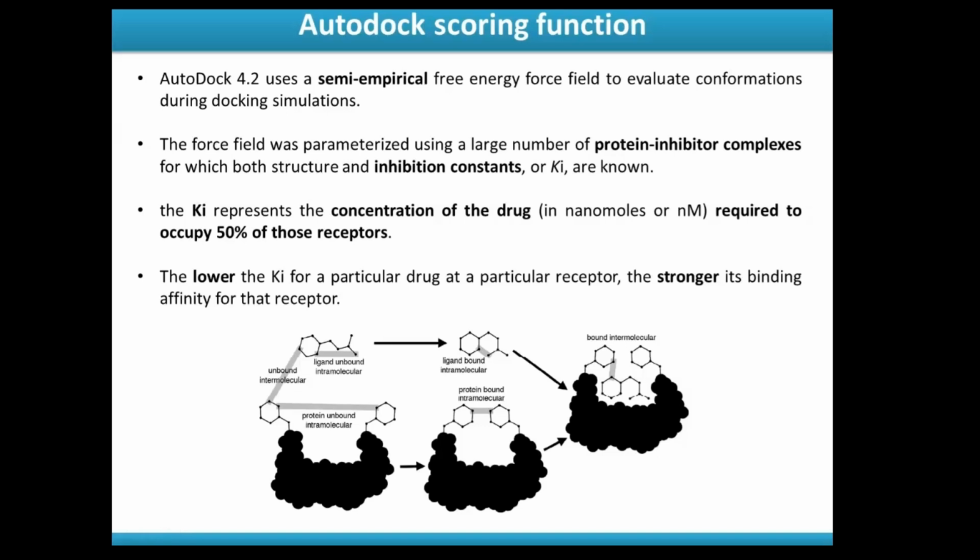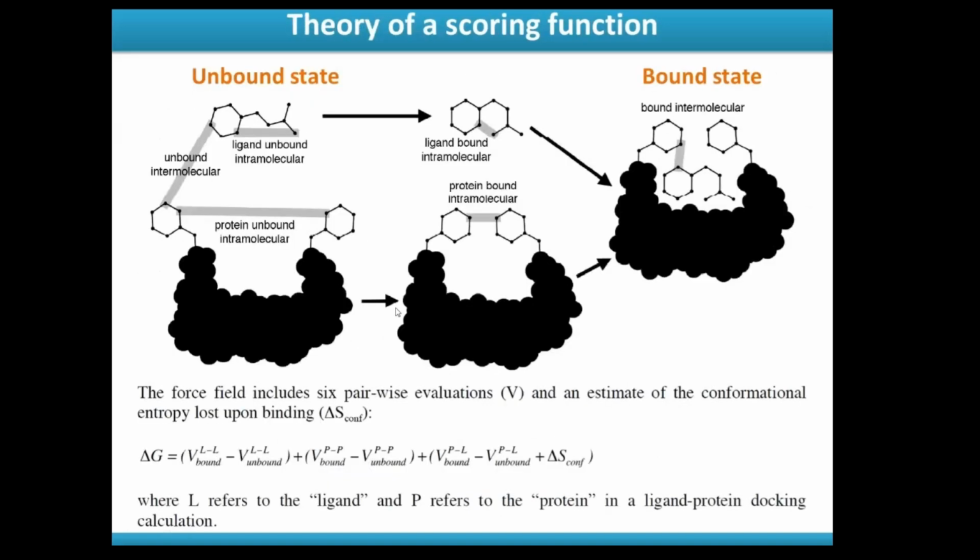So this is called empirical. You have experimental values, and whenever a new conformation appears, based on those empirical values, it will try to model the binding energy score for the new conformation, right? So let's see how this is calculated mathematically.